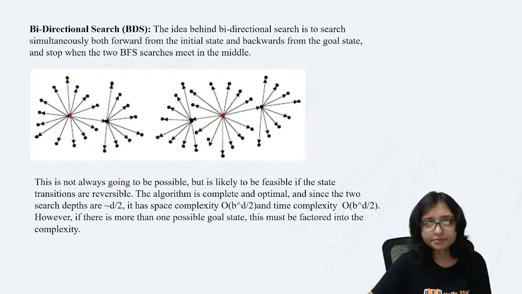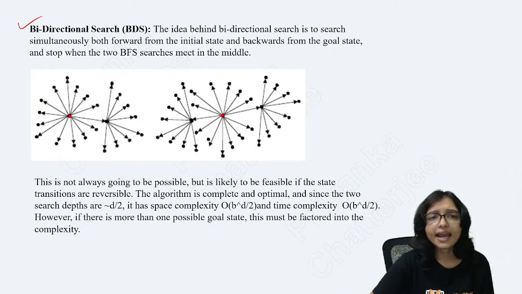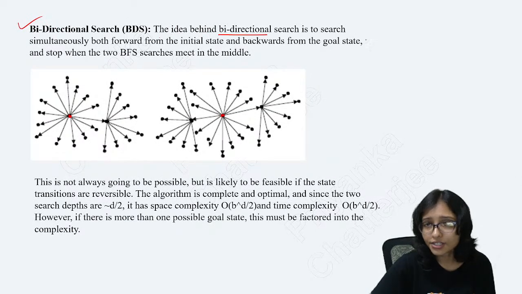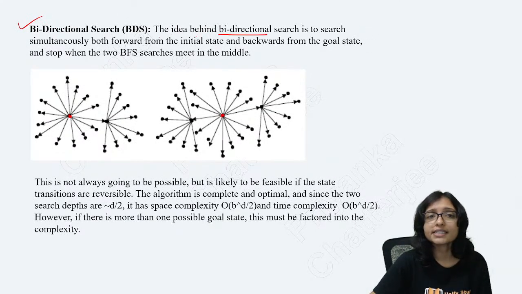Is it okay? Bidirectional search. The idea behind bidirectional search is to search simultaneously both forward from the initial state and backward from the goal state. It is more intelligent.